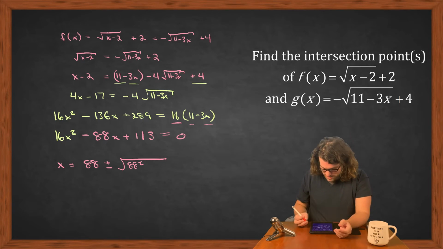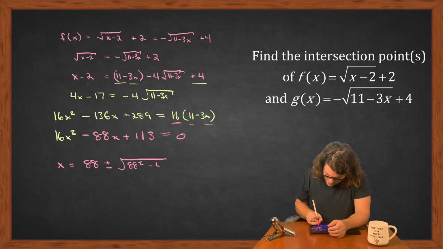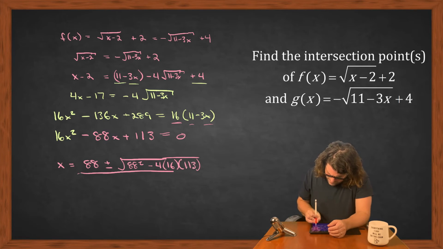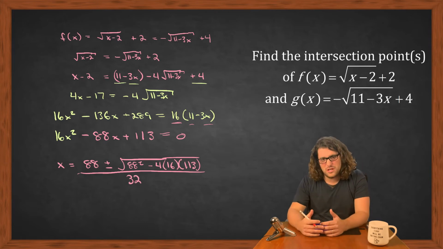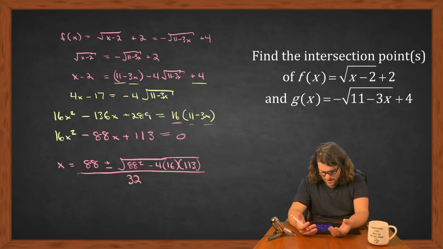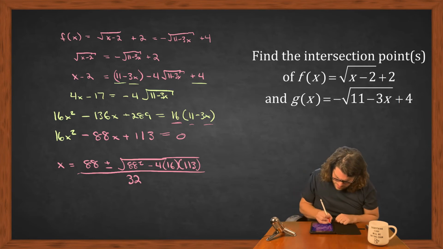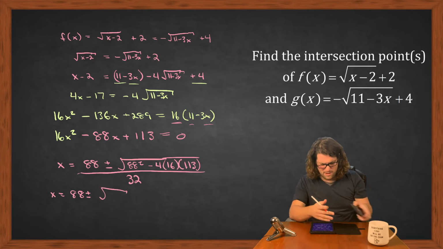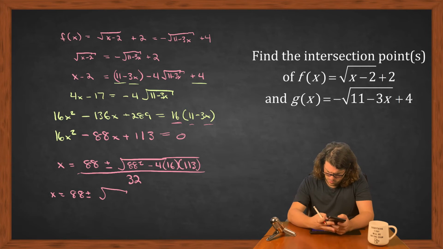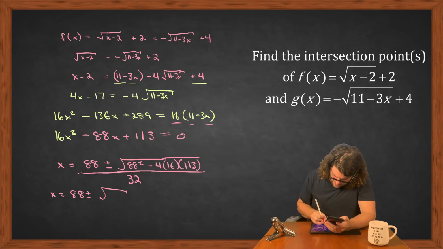So we have b squared minus 4ac all over 2a. Now, it would be best of me to actually evaluate this as an exact value. I think I'll do that, but I won't bother simplifying it, just to keep things a little bit shorter. So I'm going to keep the 88 plus or minus the square root of, and I'm just going to put in whatever the value is. So that ends up being 88 squared minus 4 times 16 times 113. And so that would be 512 under there.